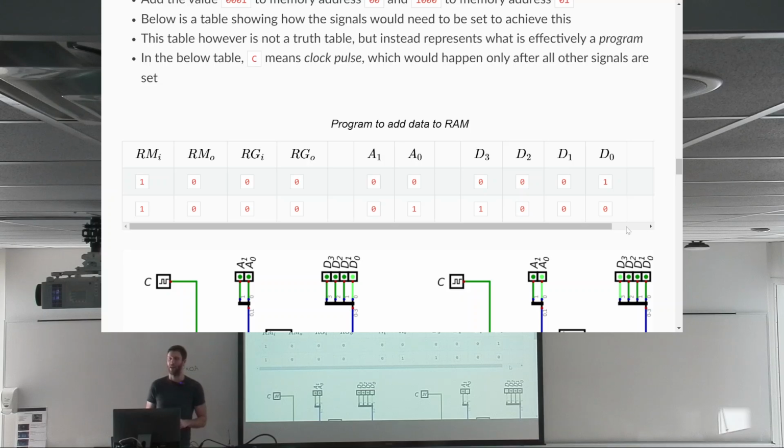Similarly, if I want to then write the data 1000 to memory address 1, what would I do? Well, RAM in again, RAM out 0, reg 0, 0, address line 01, and the data should be 1000. Okay? Cool. And then again, now it actually gets stored. All of these bits would need to be configured this way. When the clock pulse happens, it gets stored.